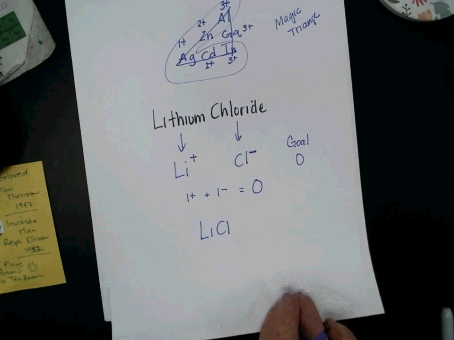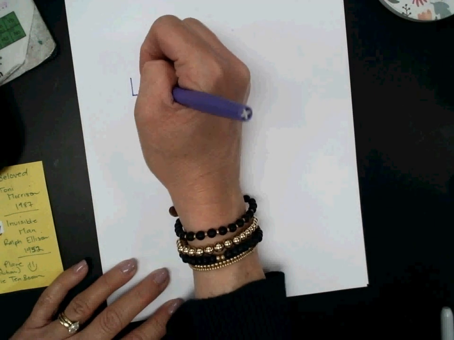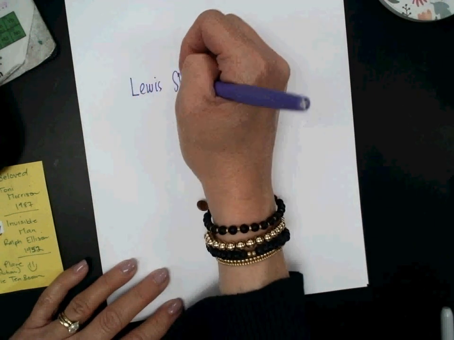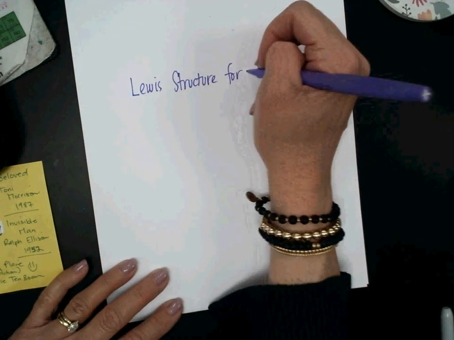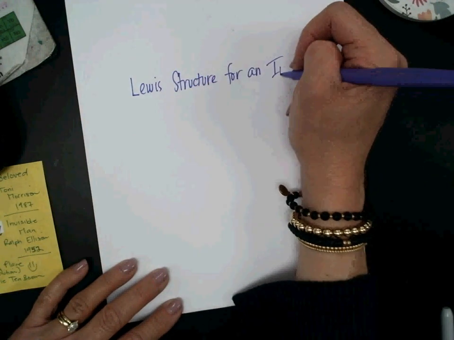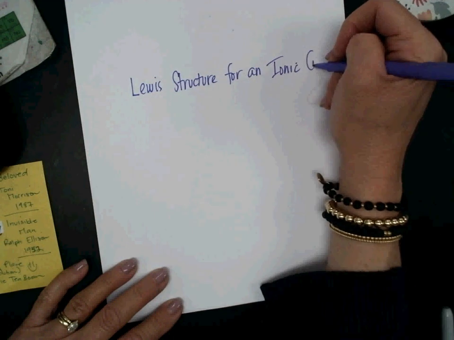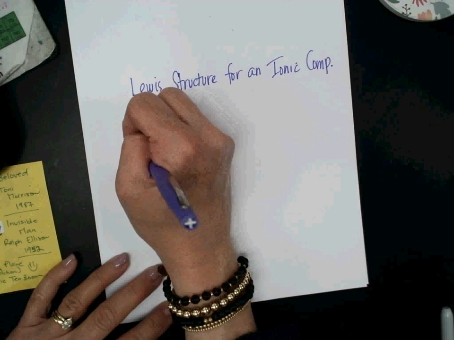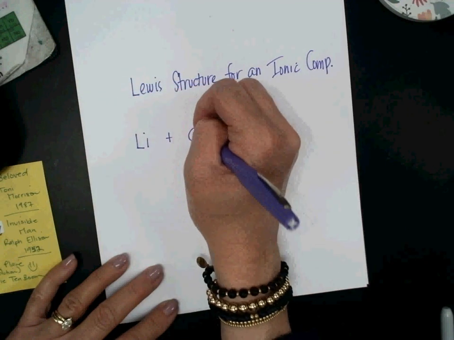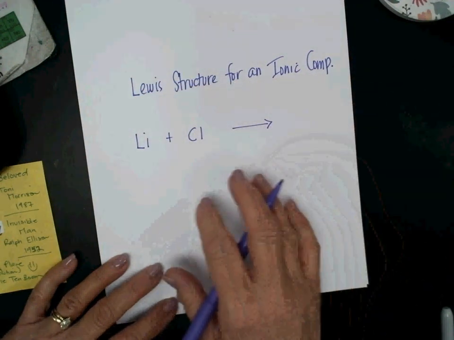So let's try one that's harder. Oh, no, I know what I want to show you first. The Lewis structure, how you do that for an ionic compound. So let's use what we just had: lithium plus chlorine.